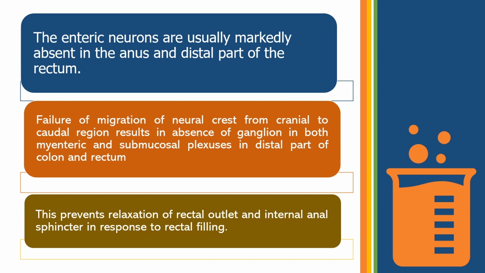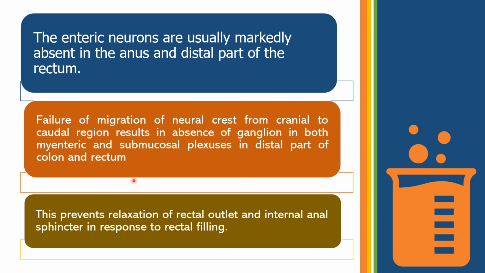Now, why will the absence of ganglion cells at the terminal portion result in distension or megacolon? The enteric neurons are absent at the distal part of the colon and the rectum, and the failure of migration of these neural crest cells from the cranial to caudal region results in absence of ganglia in both myenteric and submucosal plexuses in the distal part of the colon and rectum. These plexuses are part of the enteric nervous system, ENS.